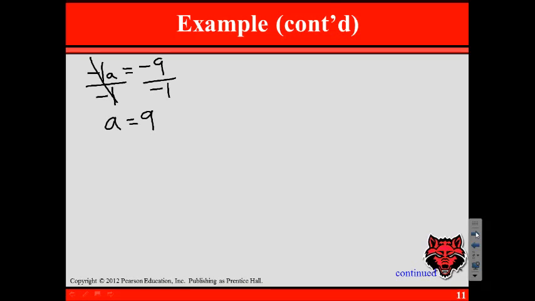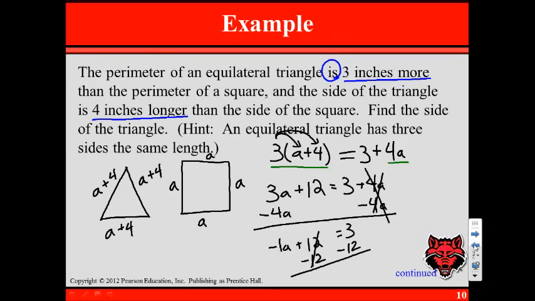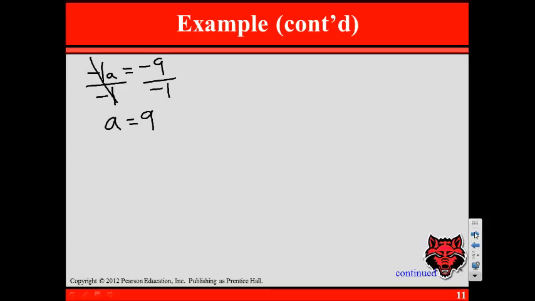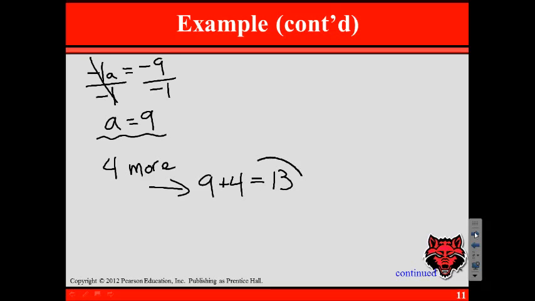Now remember, a, let's go back to our drawing. A represented the side length of the square. If we go through and read the problem to make sure we've actually answered what's being asked, we're told to find the side of the triangle. Well, we found the side of the square, and that was A. We were told the side of the triangle was 4 more. So the side of the triangle would be 9 plus 4, or 13.